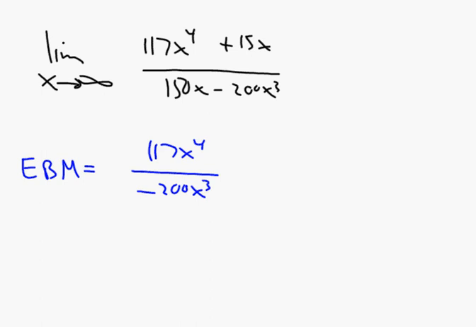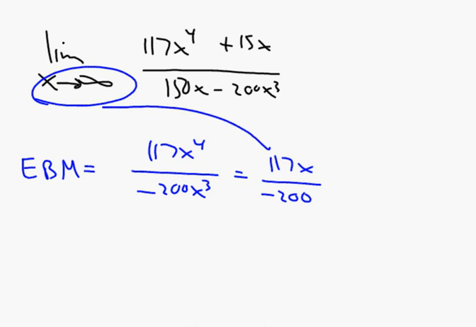Now, a little bit different this time, right? Because when you reduce it, you get 117x over negative 200. Well, that's not a number, right? I can't give that as an answer to a limit. I have to think now about what happens if x goes to infinity. So you have to do a little bit of work here, but not much. Just ask yourself what happens if I take a really huge number and multiply it by 117. I'm going to get a really big number. And then when I divide it by negative 200, I get a number that's very negative. So the answer to this limit is negative infinity.